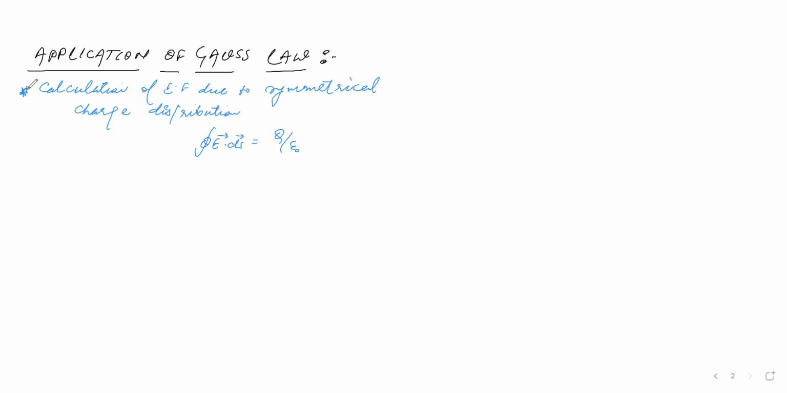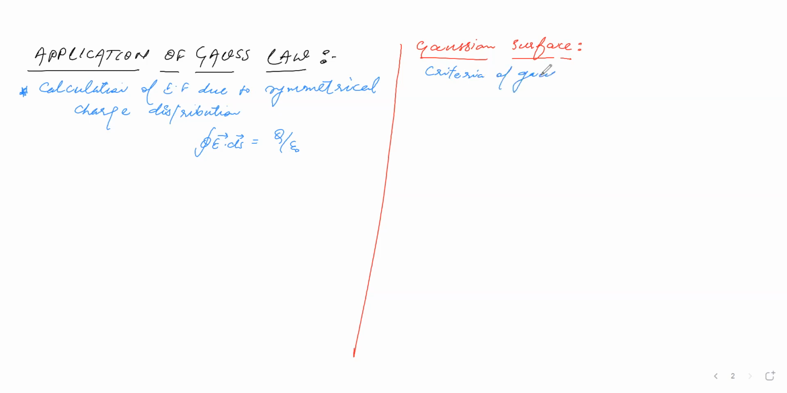And the next point: what are the conditions or main criteria of the Gaussian surface? Please note it down, the Gaussian surface. In this, we will understand how we can choose a Gaussian surface. This is your Gaussian surface. Can you tell me what are the criteria of the Gaussian surface? Have you already studied it or not?